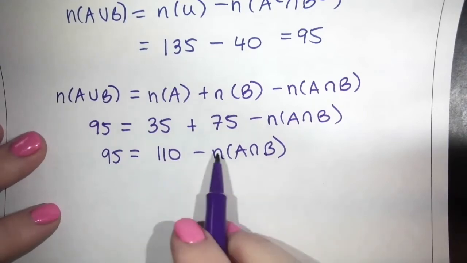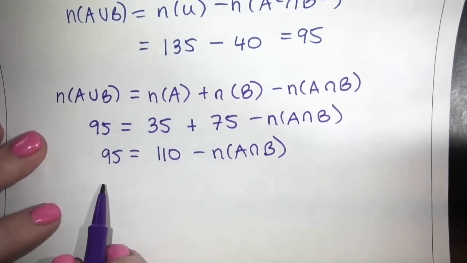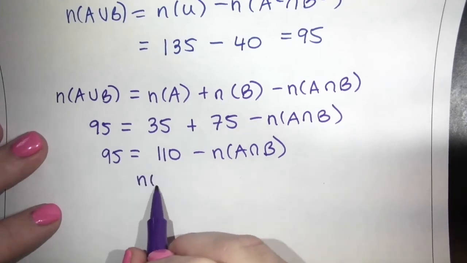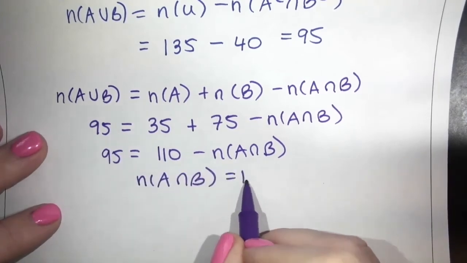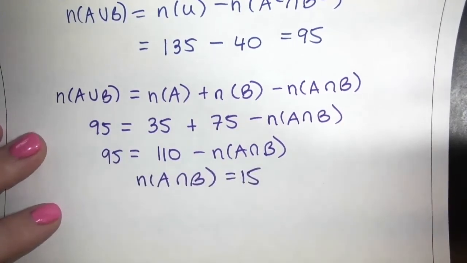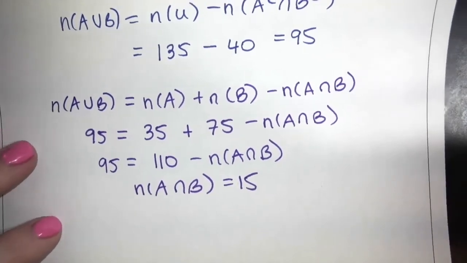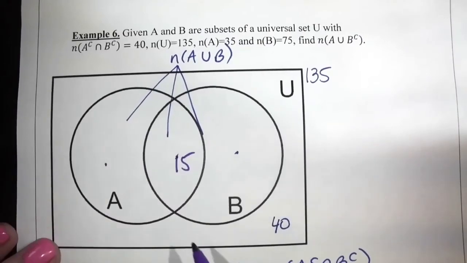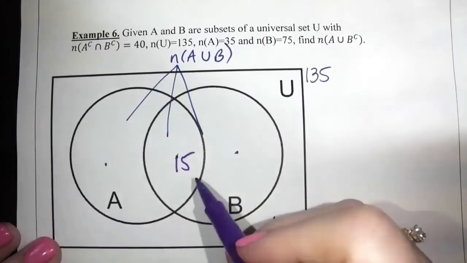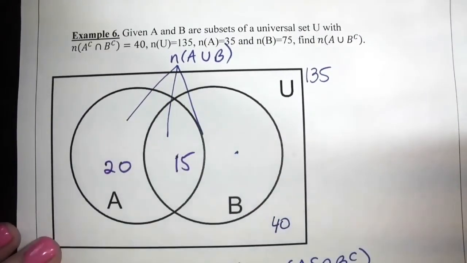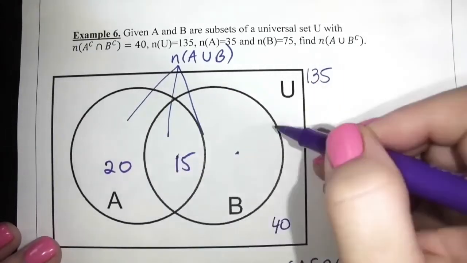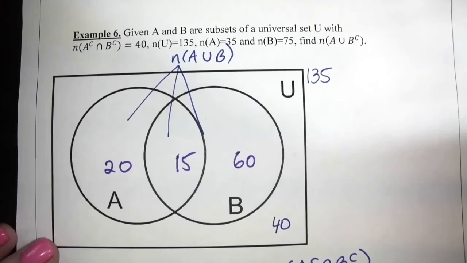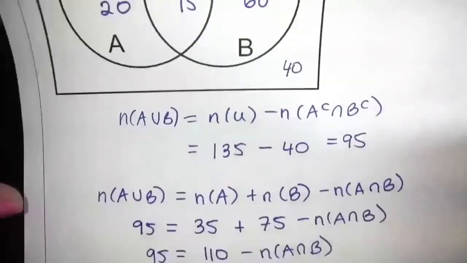And so 110 take away what number would give us 95? Think of it that way. 110 take away what would be 95. So the number in A and B is 15. So I can take that up to my diagram and label everything. So if 15 goes in the middle, well, if all of A was 35, the whole circle is 35, then 20 goes here. And if the whole circle of B is 75 and the middle is 15, then 60 goes here. So now we have our picture.